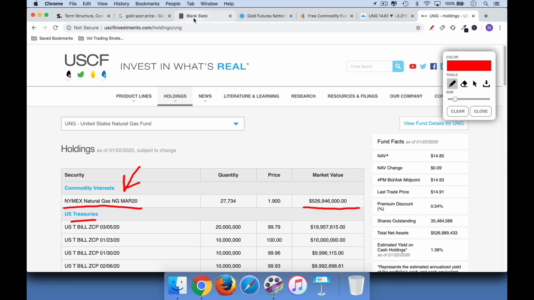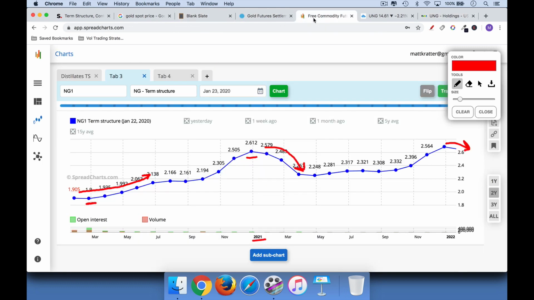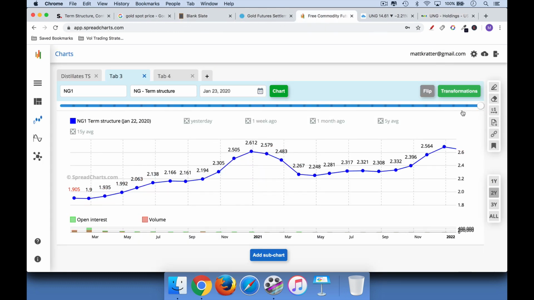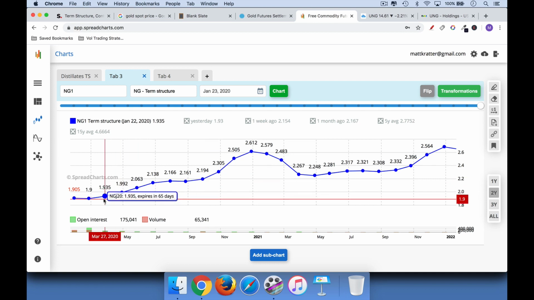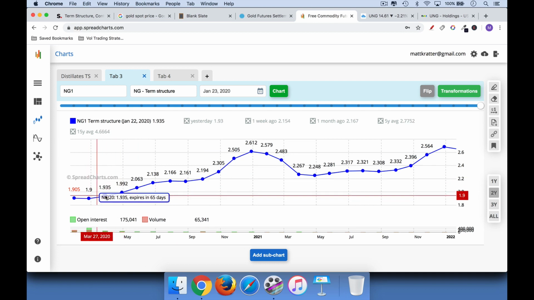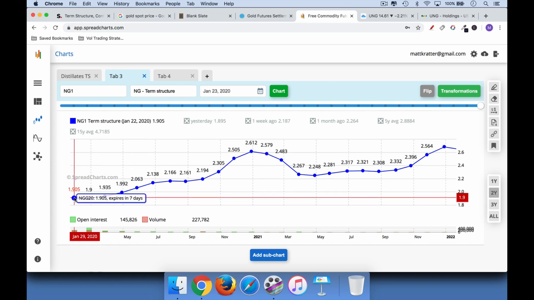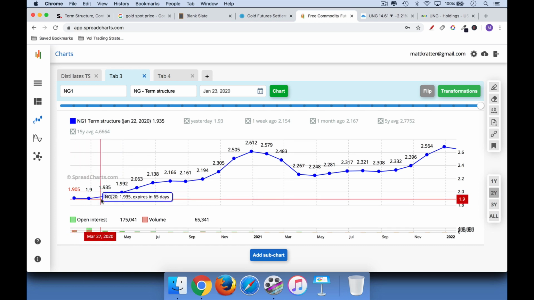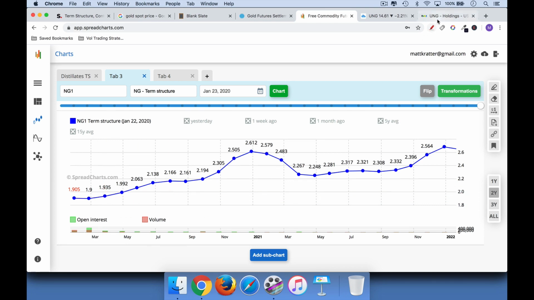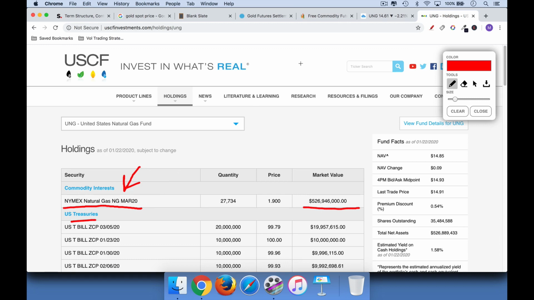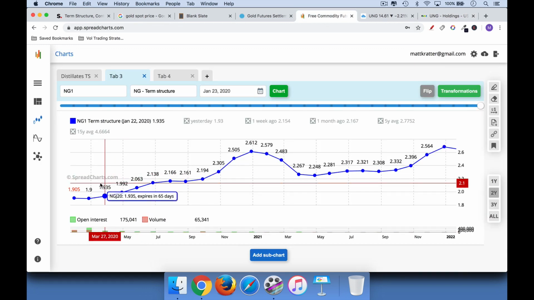Now, what's the problem with holding the front month in natural gas? Well, if we look at this chart, we can see that the front month is in Contango. So let's say this is the January, February. Here's the March contract, and we saw that they are holding the March 2020 natural gas contract. So if we go right here, that is trading at 193.50. Now, what they're going to do is, as this gets close to expiration, they're going to roll out to a future month.